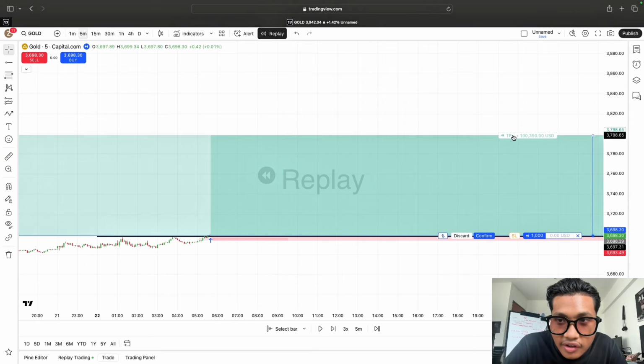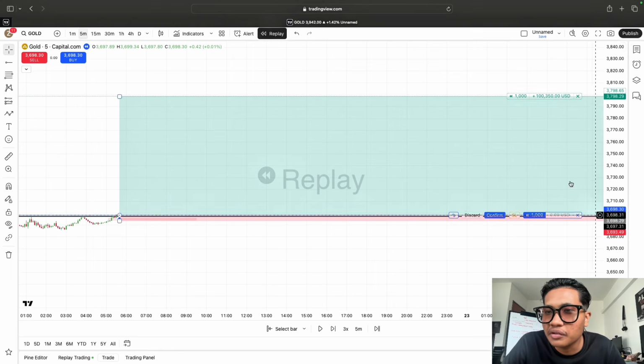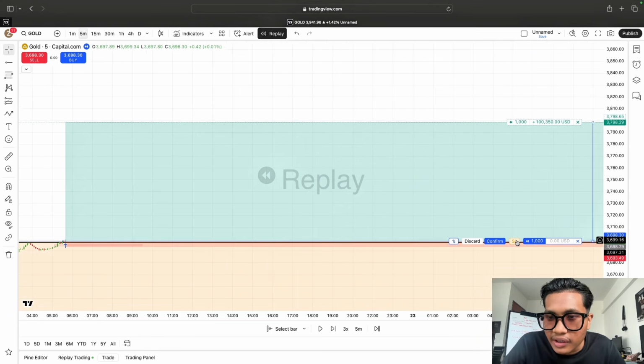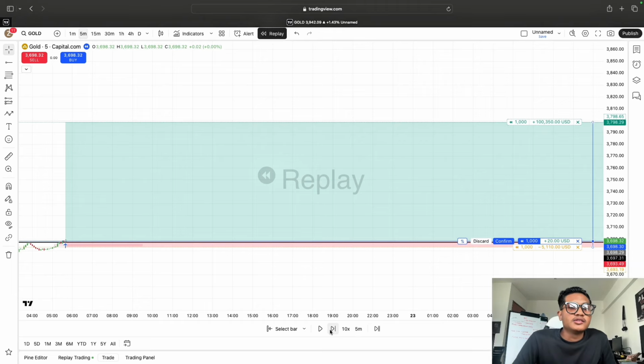Alright, now guys, look at this. Obviously I didn't use this lot size. It would be crazy. I would have made 100 bands, alright? But I am risking roughly 5k to make 100k. Now let's see. I'll split it times 10 and let's see.